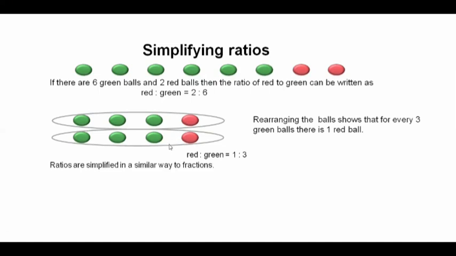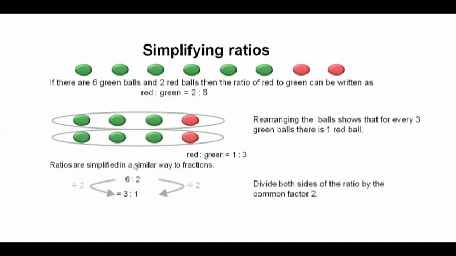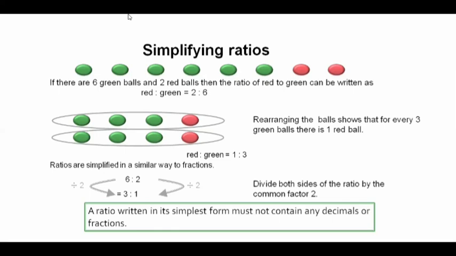Now to simplify ratios, it is the same way as to simplify fractions. When we are simplifying these ratios, what we are actually doing here, children, is dividing these two numbers by their HCF. So for 6 and 2, the HCF is 2. So we divide 6 by 2, we divide 2 by 2. So we get the ratio 3 is to 1.